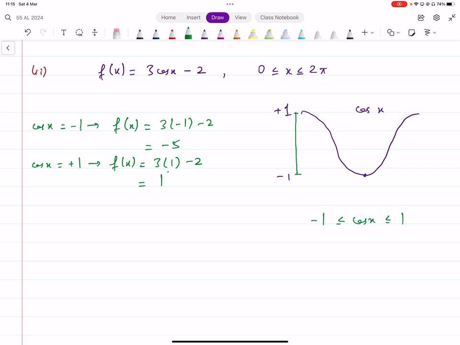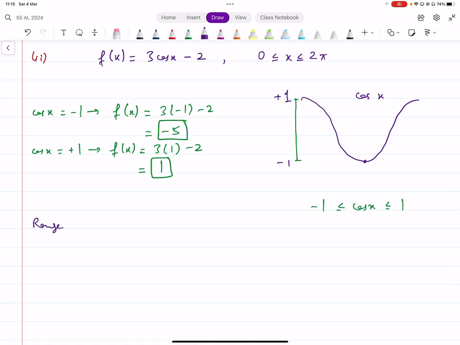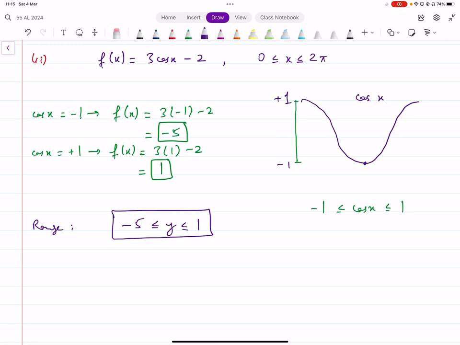एक वैल्यू आपके पास आ रही है 1, एक आ रही है -5. You'll just see whichever of them is the smaller value, that's the minimum value of the function. Whichever of them is the bigger value, that's the maximum value of the function. So the range of the function therefore is going to be from -1 to 5. Sorry, the other way around. -5 to 1. -5 to +1. This is the range of the function that you have.